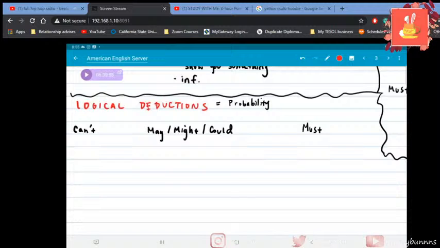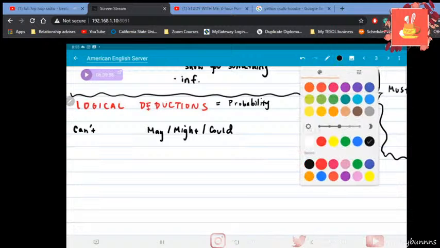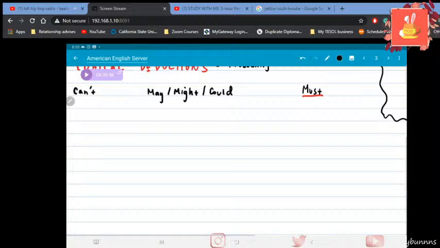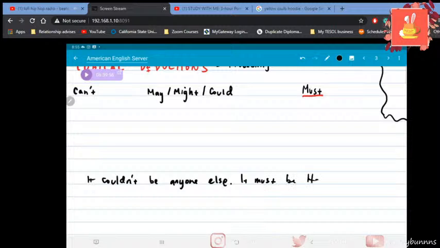All right, so going back to the subject. That's how logical deduction was being used, with the word must. It couldn't be anyone else. So my friend said right here, it must be Hannah. This is what he actually said to me. The logical deduction here is that it couldn't be anyone else, because he knew the way I dressed. He was very familiar with how I dress myself in school.